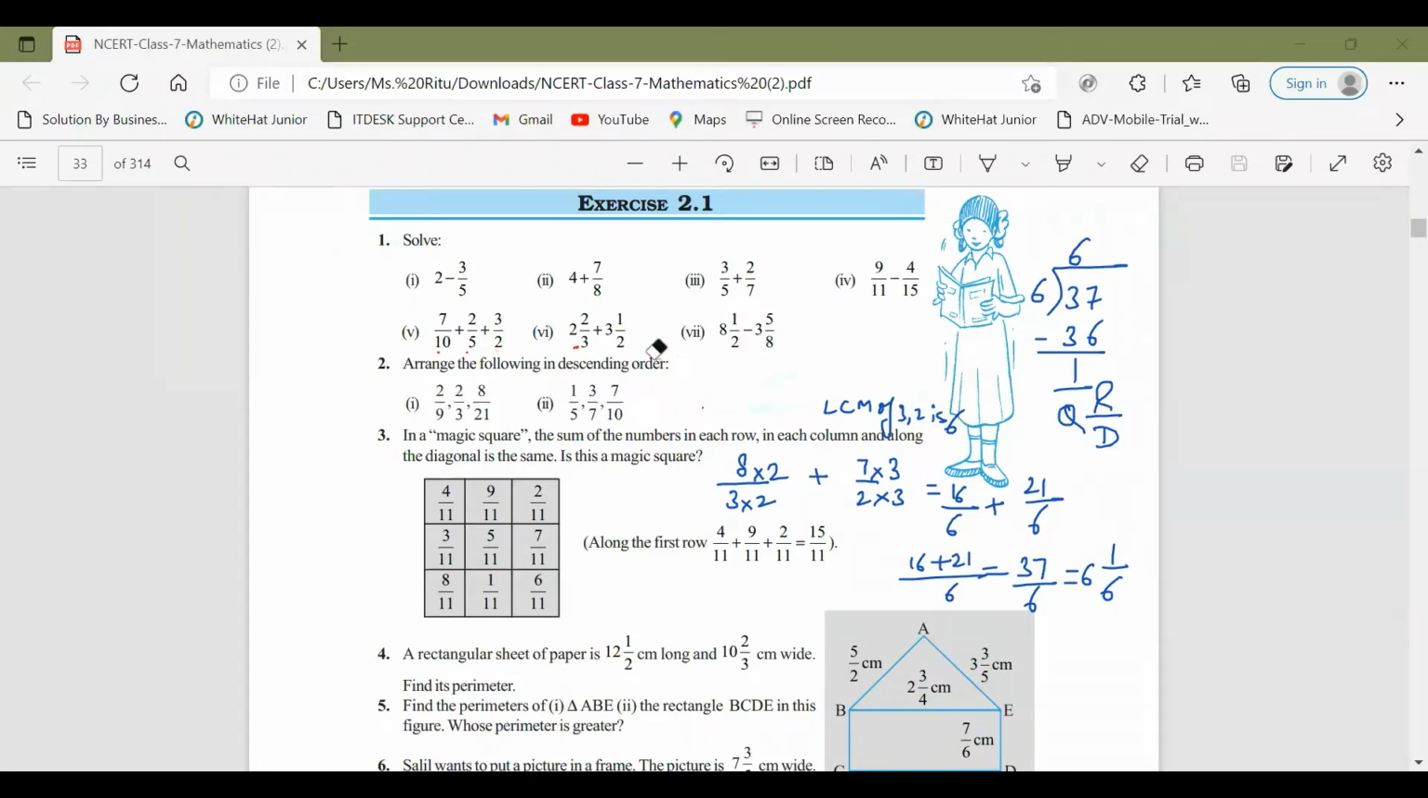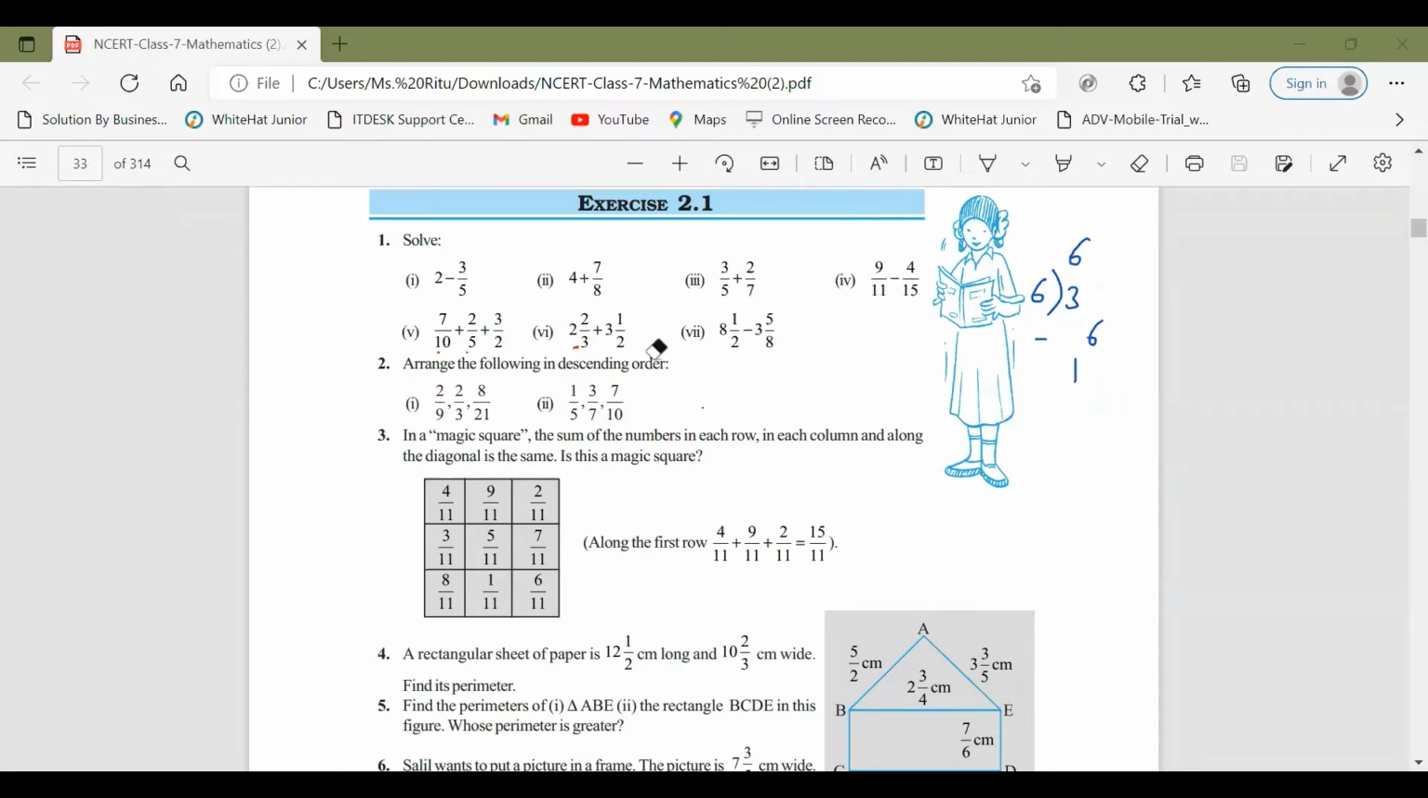Be quick. First convert into an improper fraction. Then you have to check the denominator, whether it is the same or different. If it is different, you have to make it the same by taking the LCM. And after making the fractions like fractions, then you have to simply subtract them. Quickly do.